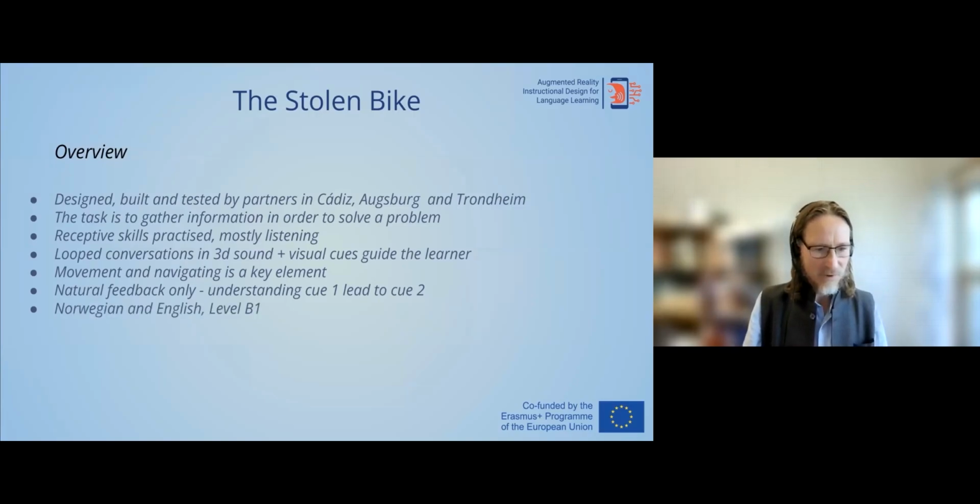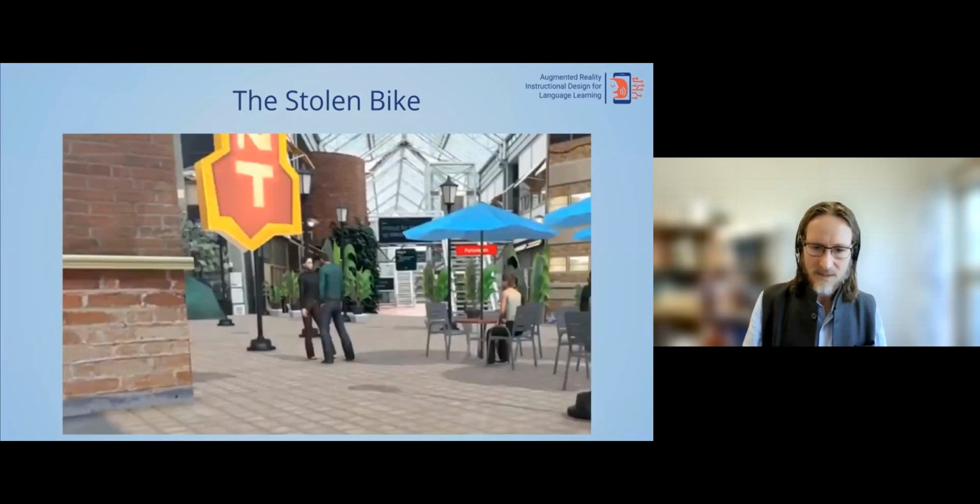And we did this with learners of Norwegian and English. So the learners in Trondheim, in Norway, they learned Norwegian, and in Cadiz and Augsburg, they were learners of English. And the level was B1. This is how it looks. This is the visual scenario, and you can see that we have tried to merge the virtual content with the physical content. The stairs in the background are the real stairs of the university building. And I think it merged pretty well here.